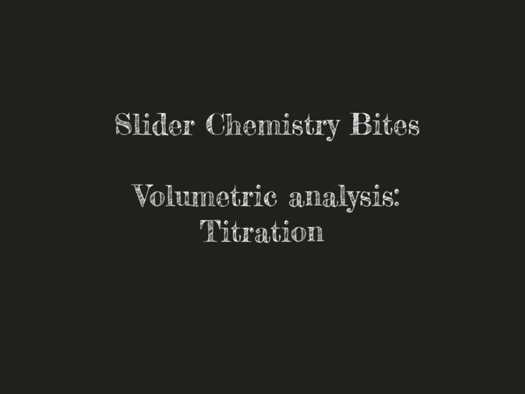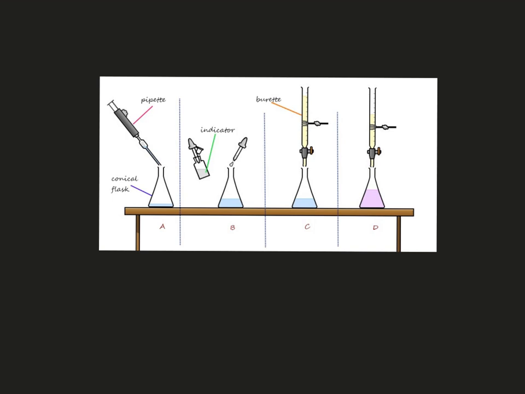In this video, I will be explaining the volumetric analysis technique known as titration. In particular, we will look at acid-base titrations, including the equipment setup, how the technique is used in the laboratory, sample calculations, and an introduction to titration curves. Titration is an analytical technique that can be used to accurately determine the concentration of an acid or a base solution using a neutralization reaction.